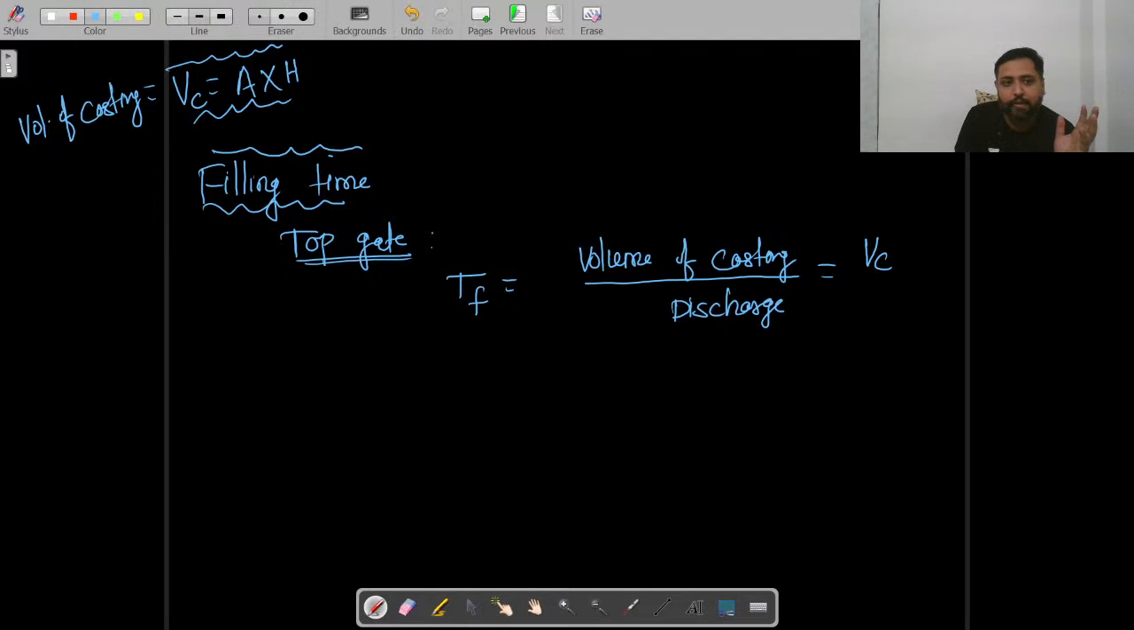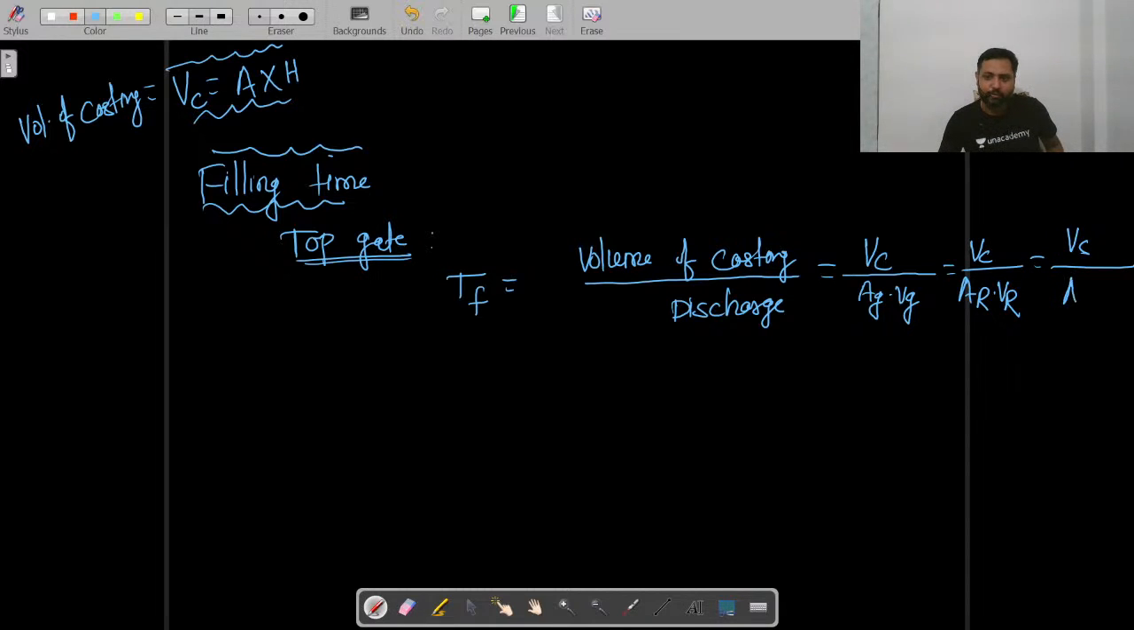Now divide by discharge. Discharge means the discharge is equal, right? Continuity equation. This can be either through the gate, discharge is this Ag into Vg through gate, or this can be like discharge through the runner, or this can be like discharge through the sprue. Anything, whatever the given data is there, that you can use to find this discharge. One more thing, they can give you something called a choke area. For now you just keep this in mind.